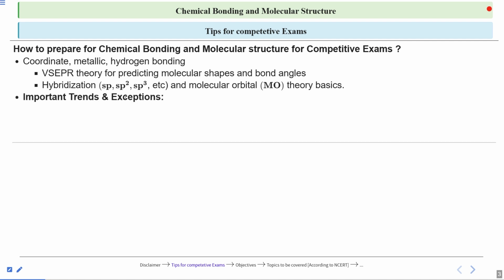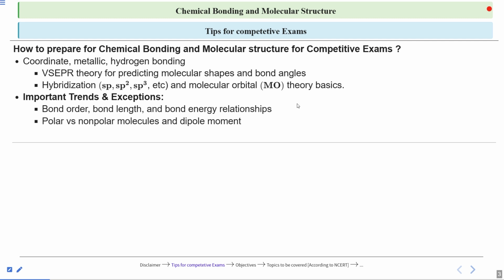From the point of view of numerical answer type, you would see questions mainly from bond order, bond length and bond energy. The questions will be framed in this way: just count the number of atoms which have the same bond length or same bond order. So numerical answer type questions come from this part mainly. Then we have polar and non-polar molecules and their dipole moment calculation. Lastly, of course, your exception part. There would be molecules which would be exceptions to your normal trend, so we will see to that.